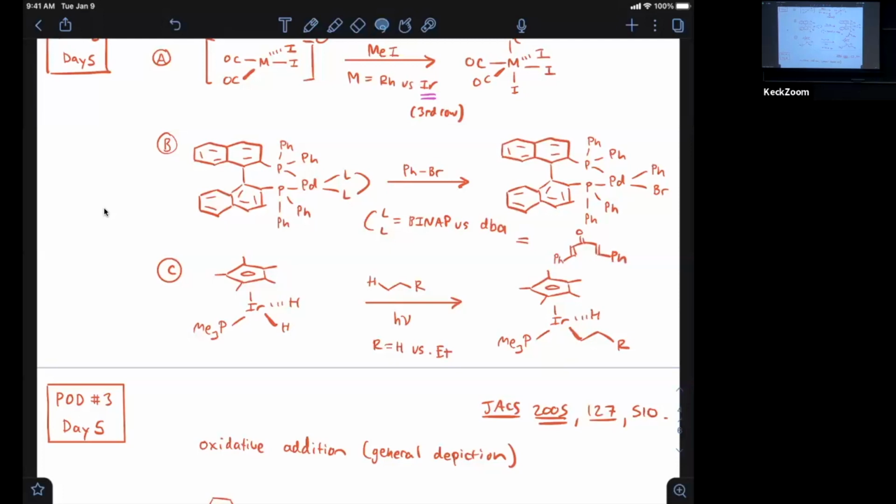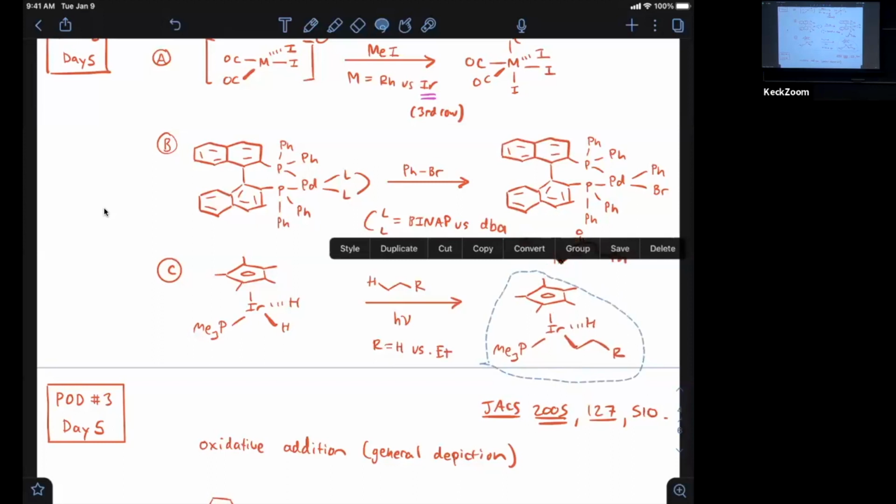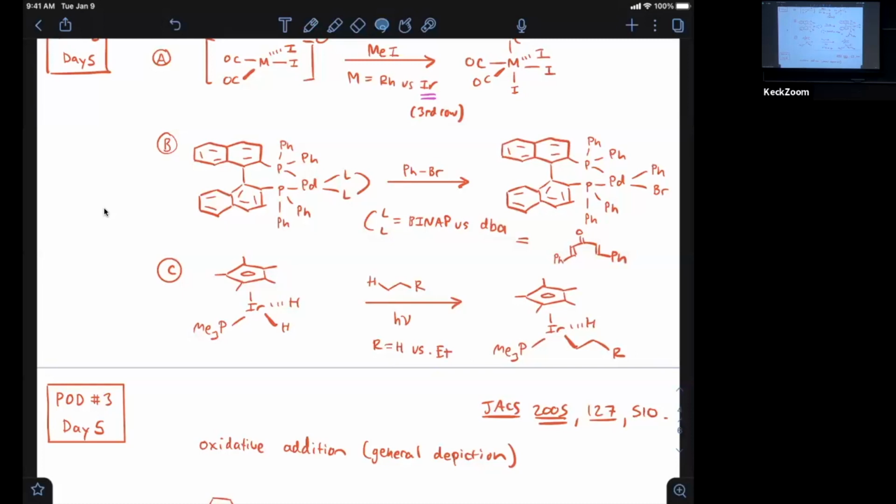So now we're comparing DBA versus BINAP in this oxidative addition step. We can appreciate right off the bat that the two ligands we're comparing are not in the final product. So that means they have to do something, namely go away at some point during this process. So which of those two do you think would be more likely to react faster? That was an indirect way to say it. Which reacts faster? DBA. Okay, why?